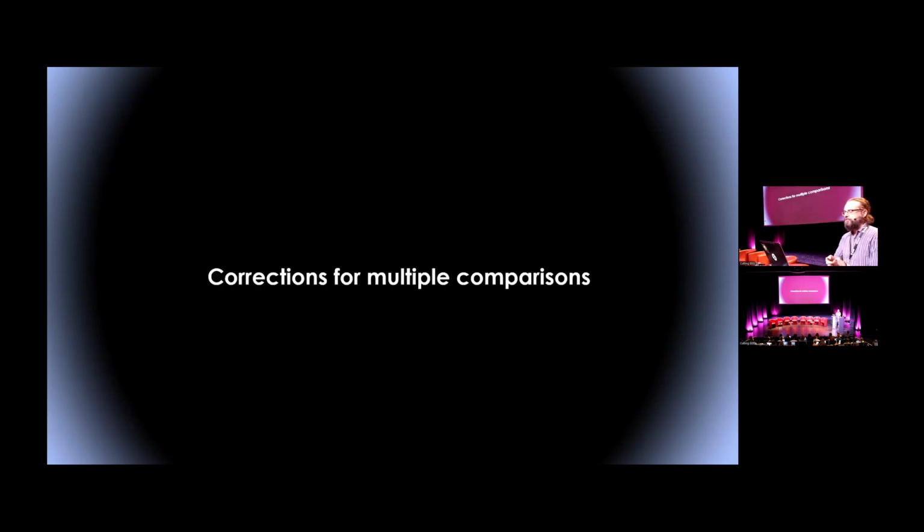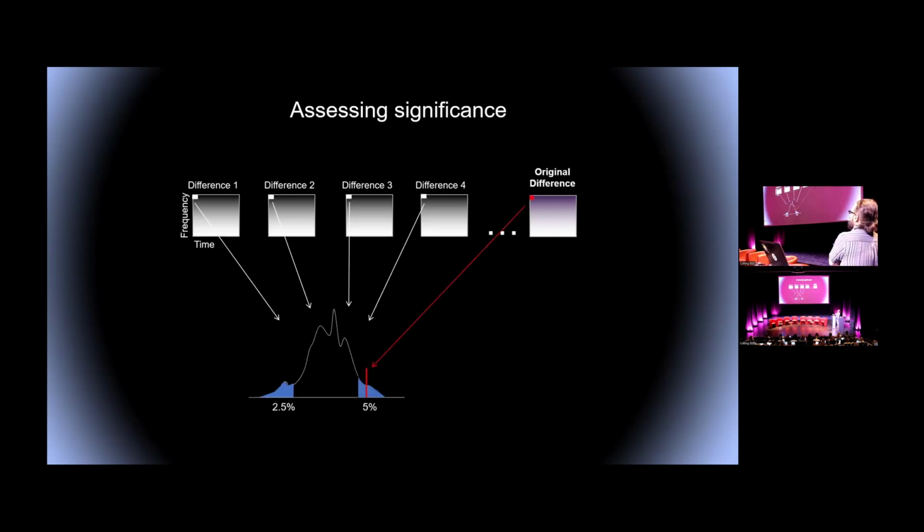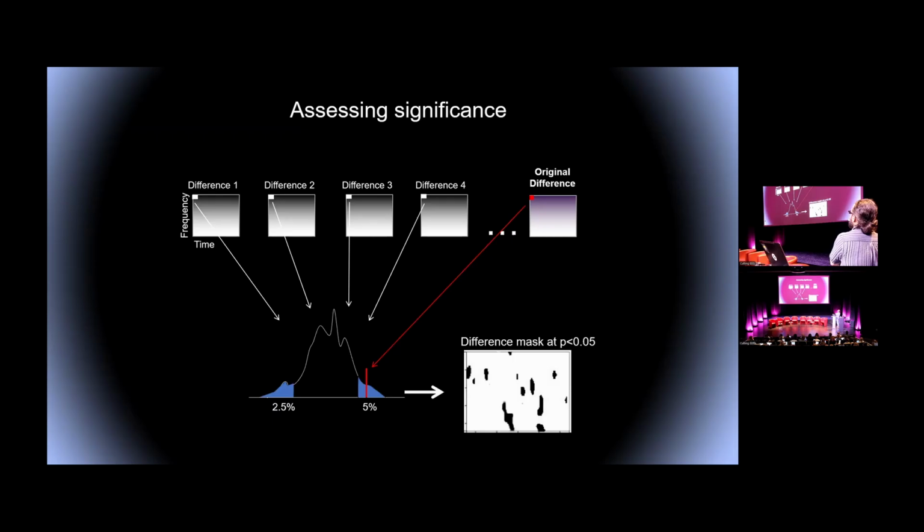So now we're going to move to correction for multiple comparison, which is really central to neuroimaging methods. Because let's say we have a time frequency decomposition here. So this is our original difference. This is our original time frequency map. And then we're going to compute some bootstrap difference, let's say, between 2 conditions.